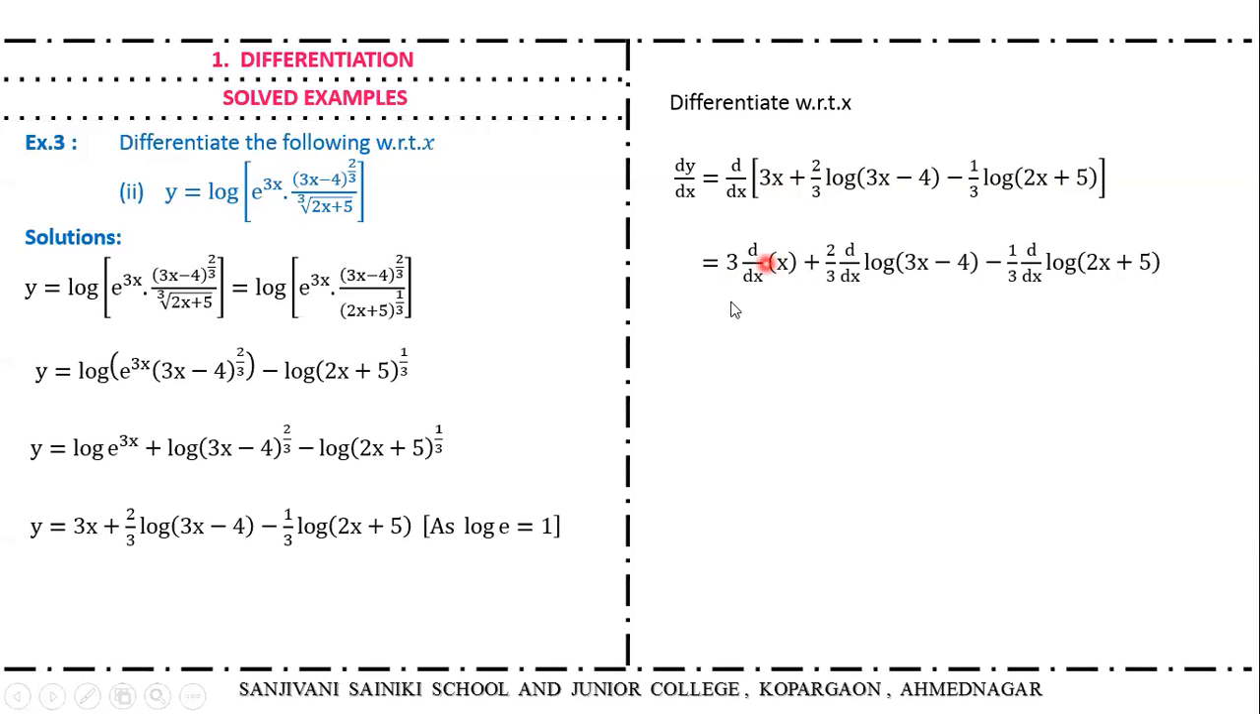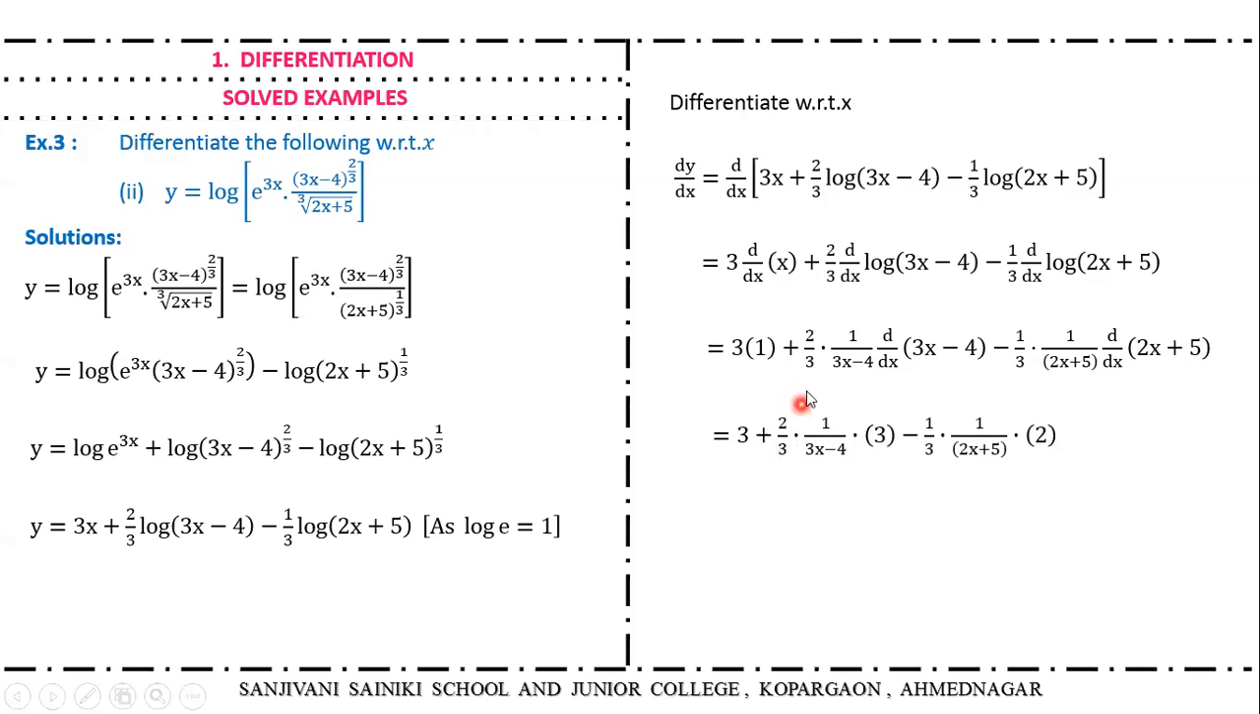So derivative of 3x is 3. Derivative of log of f of x is 1 upon f of x into f dash of x. So 1 upon 3x minus 4 into d by dx of 3x minus 4. Similarly, log of 2x plus 5, its derivative is 1 upon 2x plus 5 into d by dx of 2x plus 5.